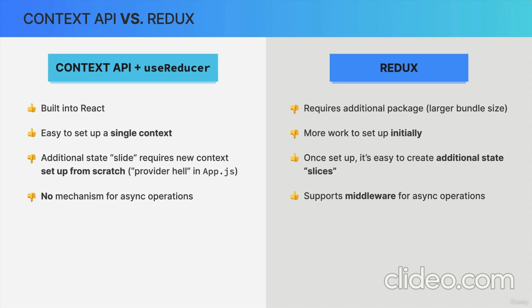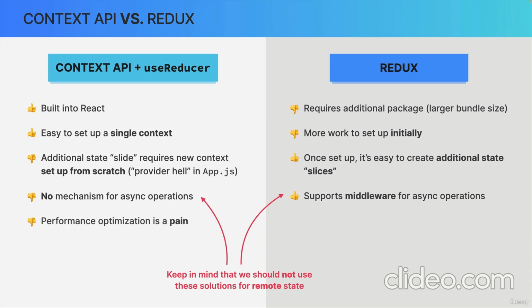Just keep in mind that we should probably not use any of these tools for remote state anyway. But sometimes it can still be useful to be able to fetch just some single data point from an API. So just like we did with the currency conversion in this section, right? Now moving on, as we saw in the previous section, optimizing the performance of the Context API and useReducer solution can require some work, while Redux comes with many optimizations out of the box, so including minimizing wasted renders.